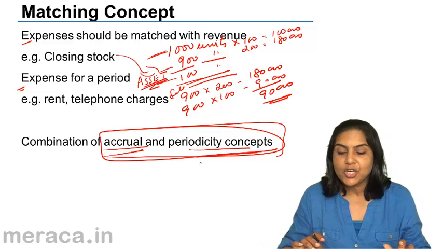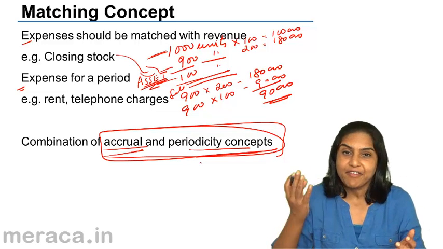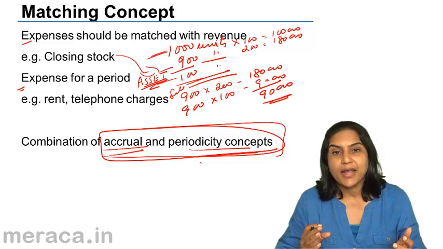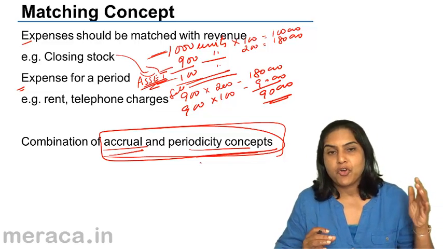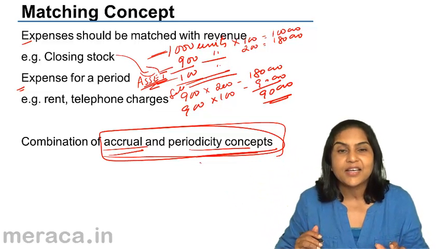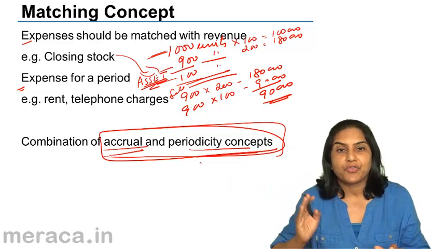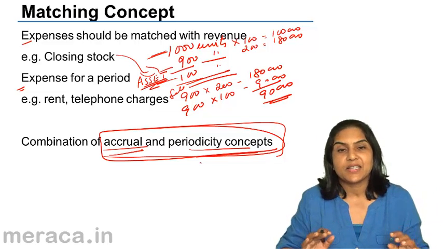So what do we match? We match the sales with the cost of sales, the revenue which is generated and the costs which are used to generate this revenue. If costs are incurred which will generate revenue only in later years, then that cost should be carried forward to later years. It should not be called cost or expense in the current year.